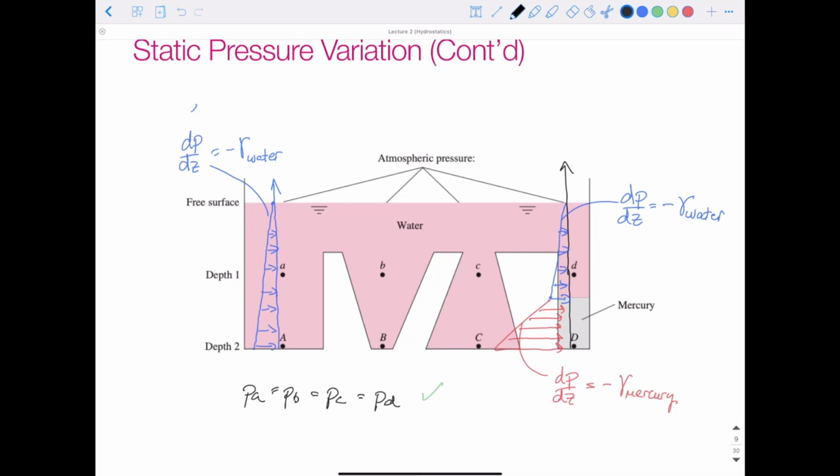What about the other point? Let's write the pressure at A is equal to the pressure at B is equal to the pressure at C, say that's capital C, is equal to the pressure at D. So is this equation correct? No. So what do we need to change to make this expression correct?